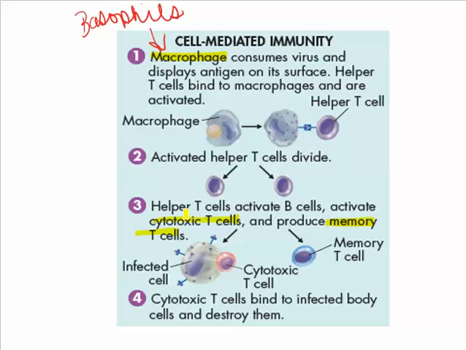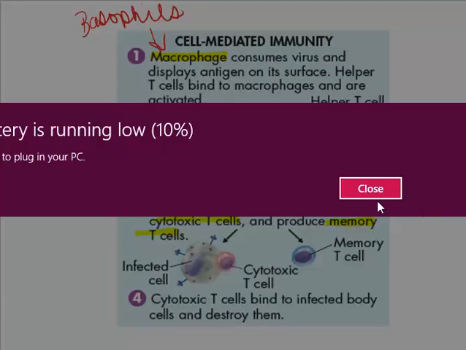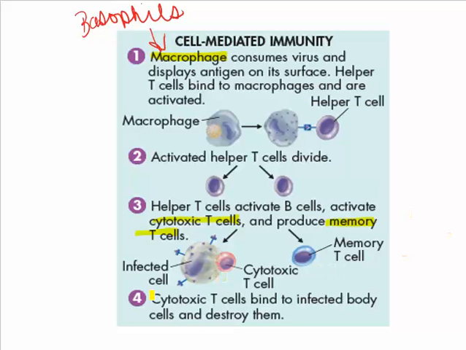Now you notice I didn't say anything about antibodies. There are no antibodies involved when we talk about cell-mediated immunity. So the cytotoxic T cells bind to the body cells and destroy them, because remember, cell-mediated immunity attacks cells that have been infected by the virus. Whereas humoral, H-U-M-O-R, means fluid or liquid, and the humoral cells, those are the ones with antibodies, and they attack pathogens that are in your blood.